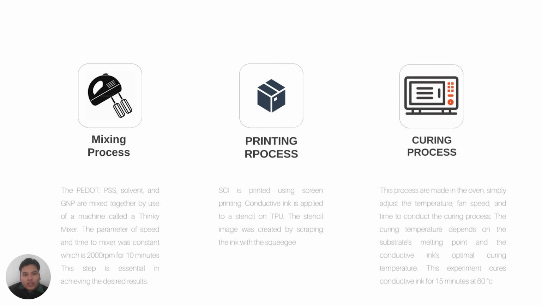For the printing process, SCI is printed using screen printing. Conductive ink is applied to a stencil on TPU. The stencil image was created by scraping the ink with the squeegee. And lastly, for the curing process, we cure the conductive ink at 60 degrees Celsius for 15 minutes. That's all from me. Thank you.